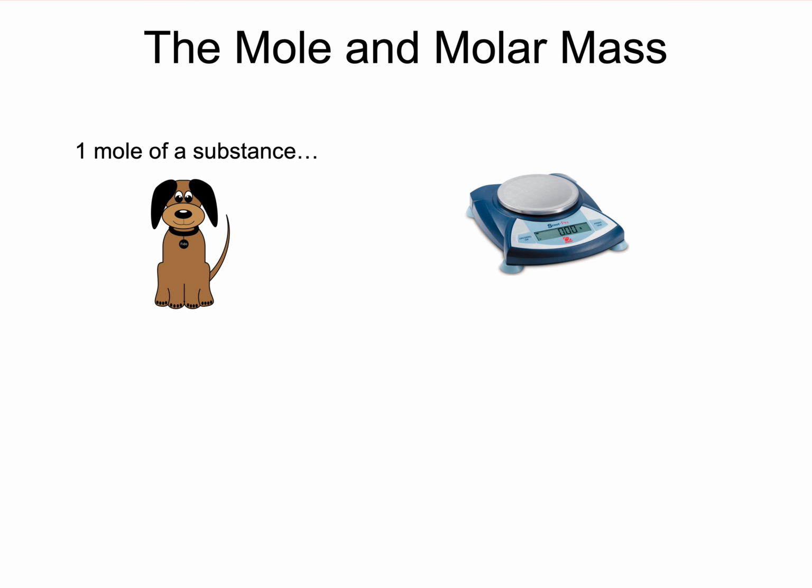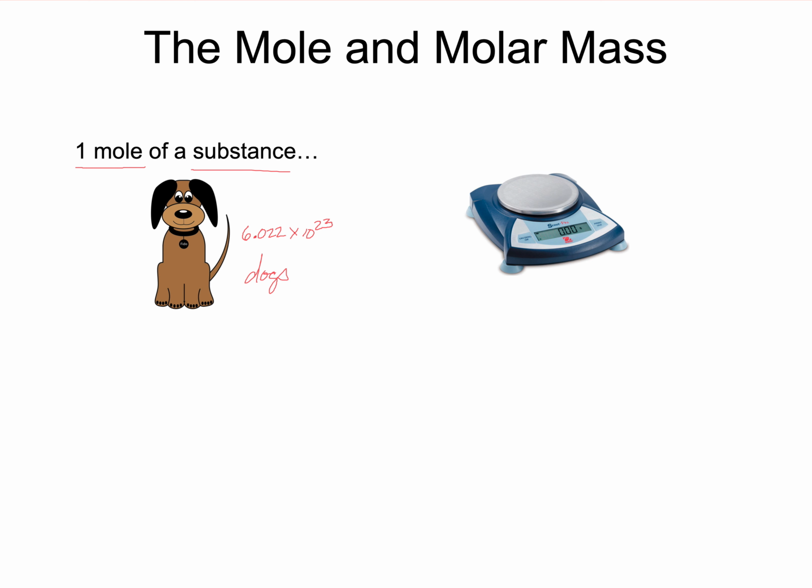Okay, so let's talk about the concept of the mole and how that relates to the mass of a substance. Let's say I have a single mole of a substance, and let's pretend my substance is dogs. Okay, and I'm showing one little tiny dog. If I were to take a mole of dogs, how many dogs do I have? 6.022 times 10 to the 23rd dogs. That's a lot of dogs.